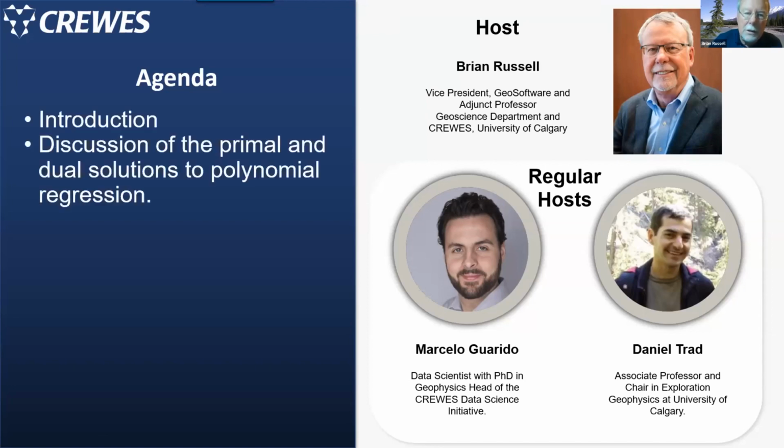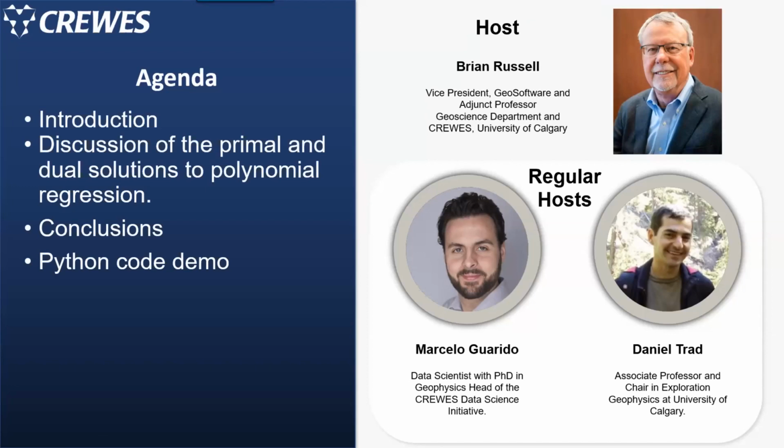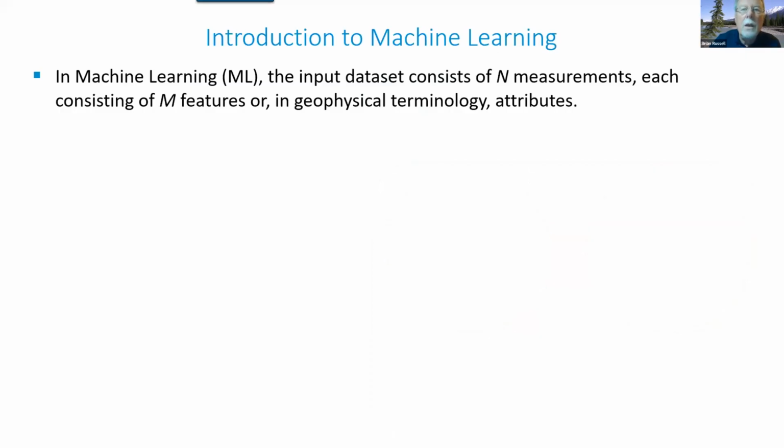So I'll give you a little introduction. Then I'm going to discuss polynomial regression, the primal and dual solutions, and have some conclusions. Then I'll do a little demo with my code. And by the way, the code, if you want to link up with the code right now, it's in the chat. We put links to the actual GitHub code if you want to download it, if you've got a compiler running, and then a Q&A.